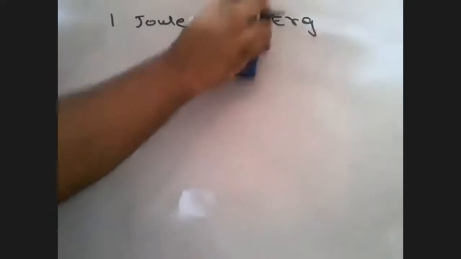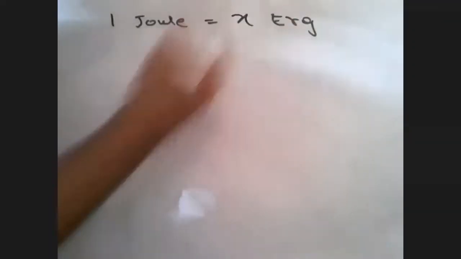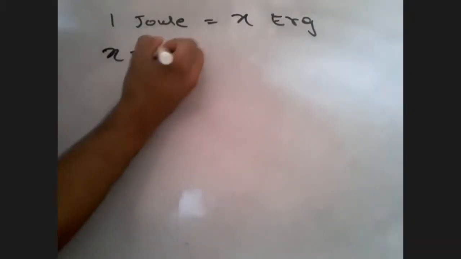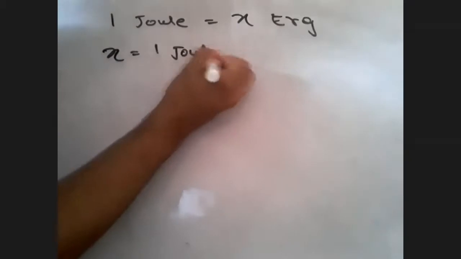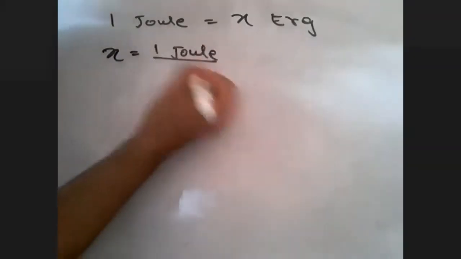Yes, sir. Let's try to do it using dimensions. Dimensionally, let's say that this is some x over here. So now we can say that x is equal to what? x can be written as 1 joule upon 1 erg, isn't it?